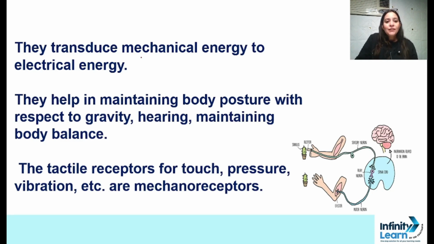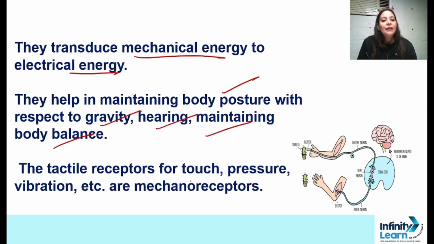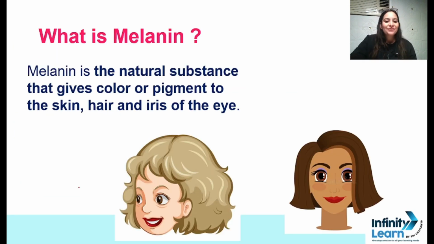So what you have seen is that they transduce mechanical energy to electric energy. These kinds of phenomena help in maintaining body posture with respect to gravity, hearing, maintaining body balance, etc. And these receptors, as we have already discussed, are sensitive to different stimuli.